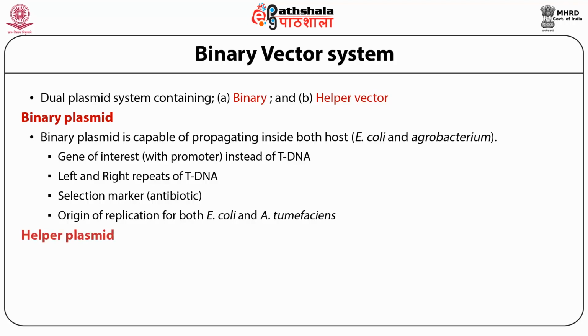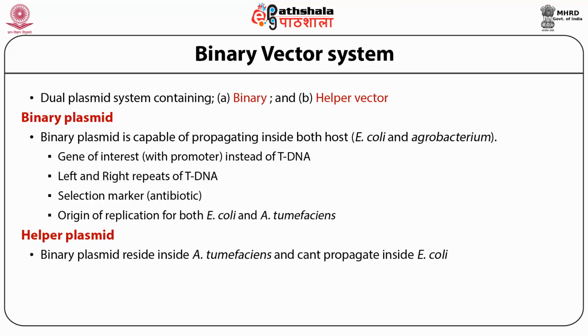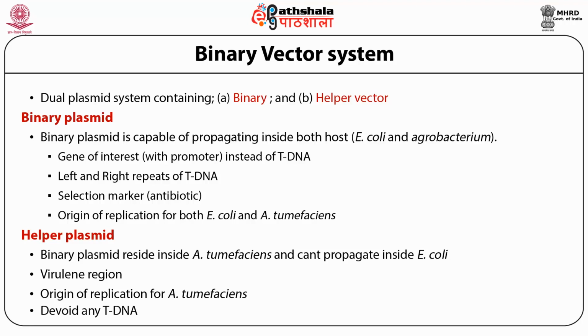The second plasmid is helper plasmid, and that plasmid is already inside agrobacterium, and it can only propagate inside agrobacterium. It can't propagate inside E. coli. That plasmid contains virulence genes, which is required for the transfer of tDNA into plant cells. It also contains origin of replication, which allows it to propagate or replicate inside agrobacterium. Third, it does not contain tDNA sequence. It only contains the virulence factor, which is required for the transfer of tDNA, and it utilizes the information of binary plasmid to transfer it to plant cells.